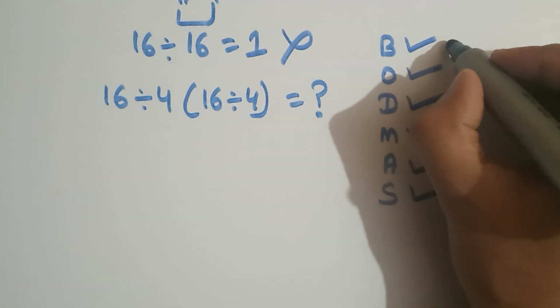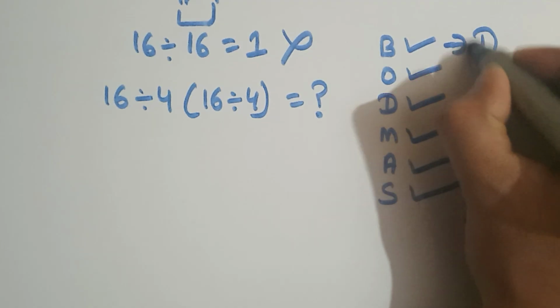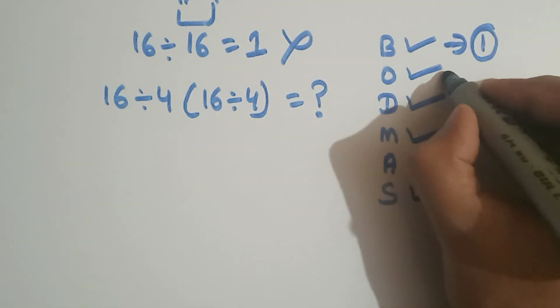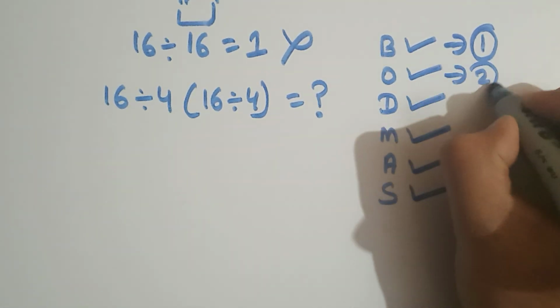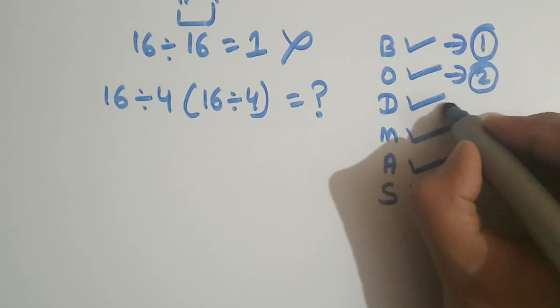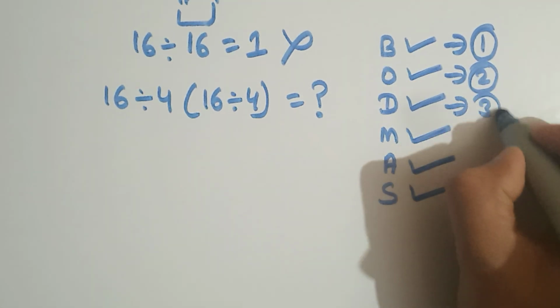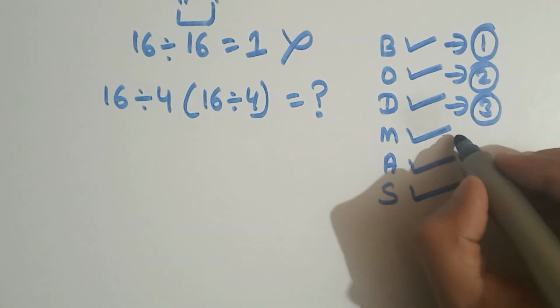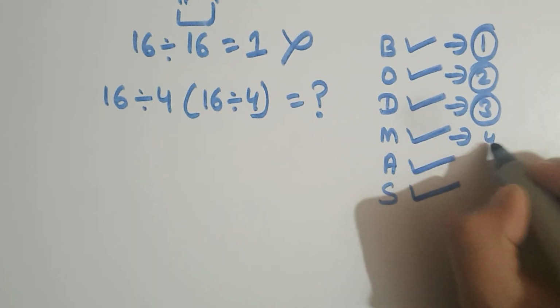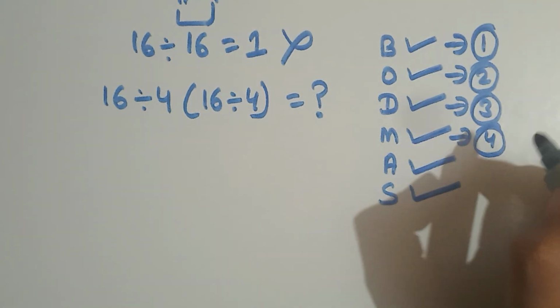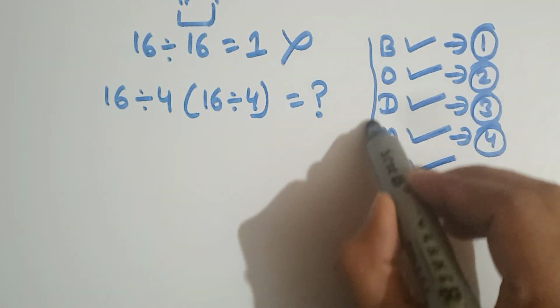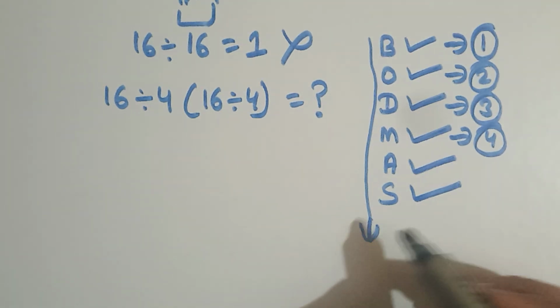B means bracket, which gets first priority for solving a question. O means of, which gets second priority. D means division, which gets third priority. M is multiplication, which gets fourth priority. So priorities move in this order.